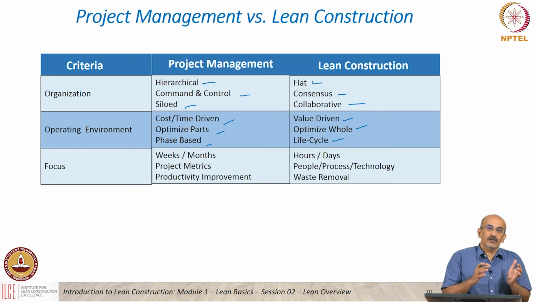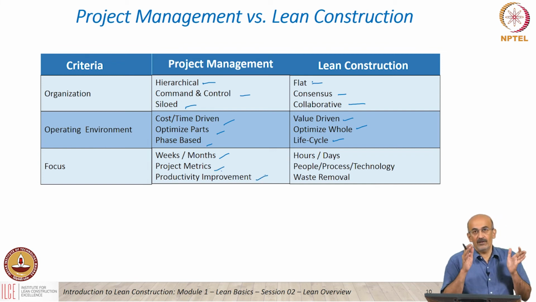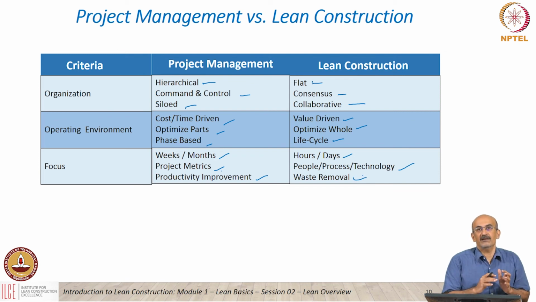When we look from a focus point of view, a lot of times project management can be looked at in weeks, months. We look at different project metrics. We look at productivity improvement. When we look at lean from a process point of view, we look at it in hours and days. We're looking at the micro level of the process. We look at people, process, technology, how to integrate all of this. We look at waste removal as a key metric.